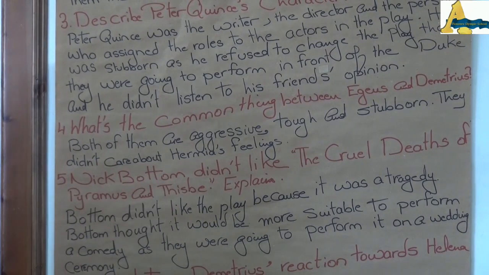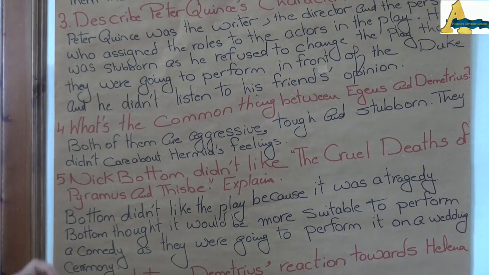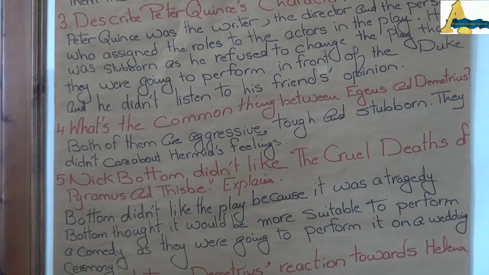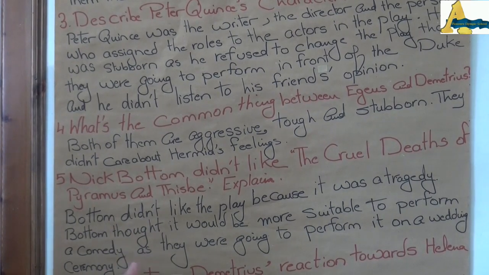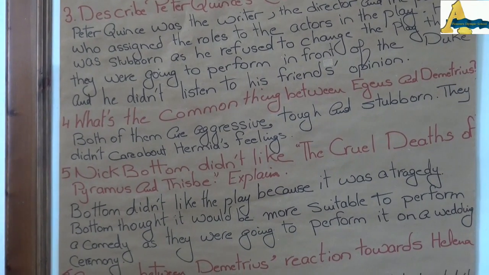What's the common thing between Aegeus and Demetrius? Both of them are aggressive, tough, and stubborn. They didn't care about Hermia's feelings. Aegeus wanted his daughter to follow his orders, whether she loves the person she will marry or not. Otherwise, she's going to be punished according to the Athenian law, either to be put to death or sent to a nunnery. And Demetrius just wanted to marry her in spite of the fact that she loves somebody else.